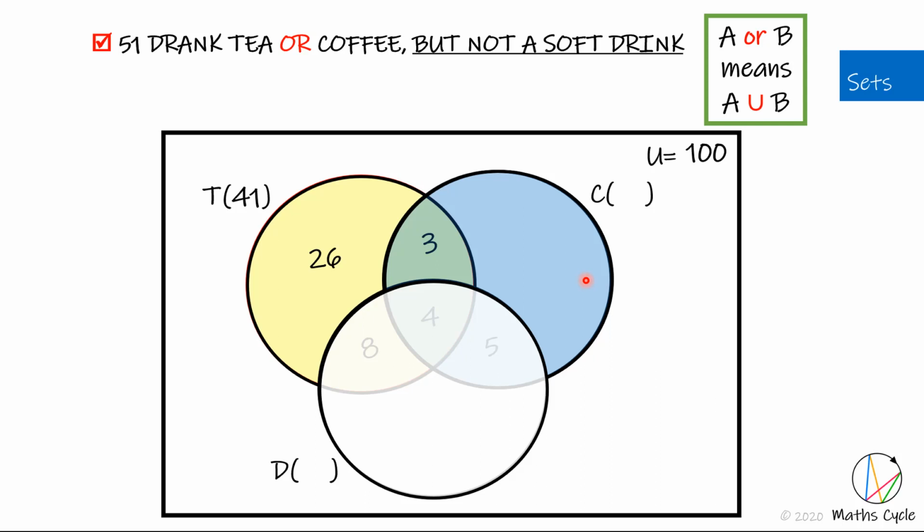Okay, so we'll be able to find this missing piece, the blue piece, by taking the 26 and the 3 away from 51. And that blue piece should represent the people that drink coffee only. They only drink coffee. So taking the 26 and the 3 away from 51, we have 22. So 22 people drink coffee only.